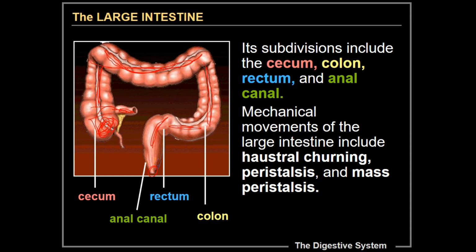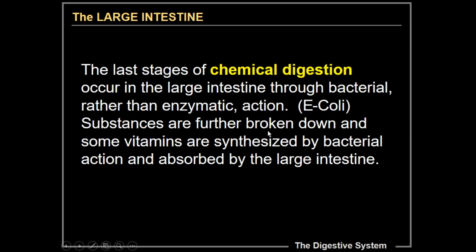Mechanical movements of the large intestine include haustral churning, peristalsis, and mass peristalsis. And so that would be moving a large amount of material. And I'll just leave that to your imagination.